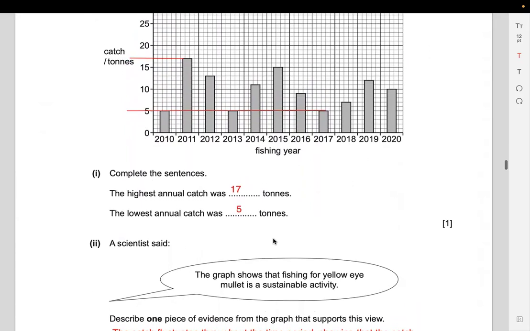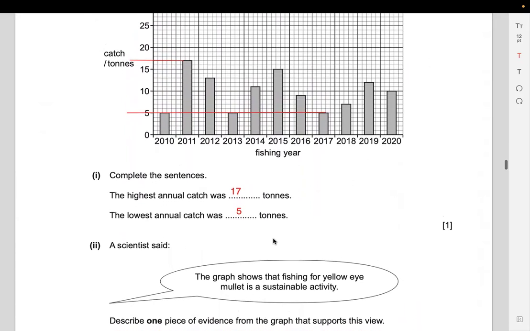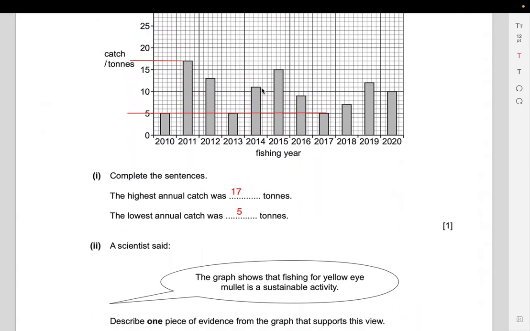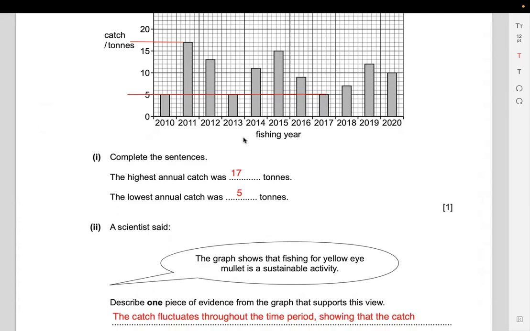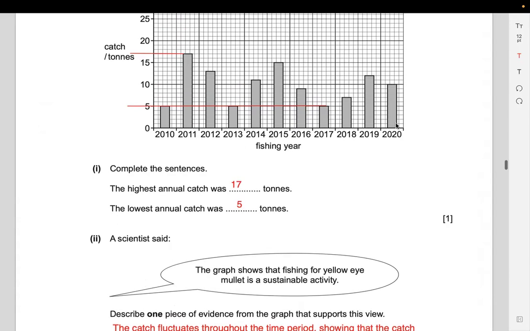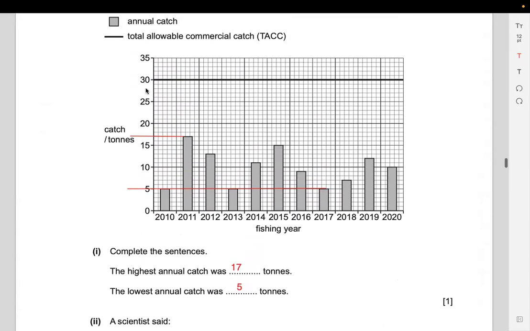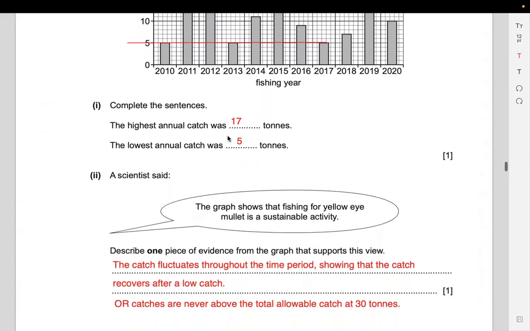The graph shows it's sustainable. Why? Describe one piece of evidence from the graph that supports this view. Well, basically, it's the fact that it fluctuates, and after a high catch year, you've still got quite a high catch, and after a low catch year, you've got a high catch. So it's basically sustainable because it's not showing overfishing. It's not starting out high and going lower and lower over time, is it? It's fluctuating. And the other thing is they've marked on the total allowable commercial catch, and you're nowhere near it. You're never reaching that, right?